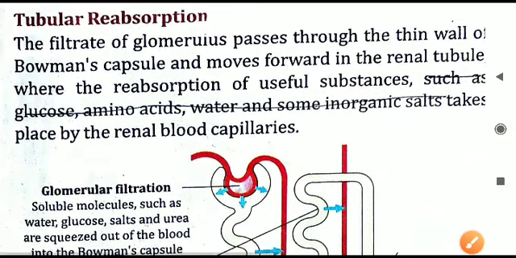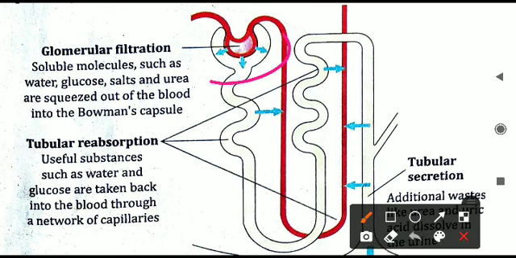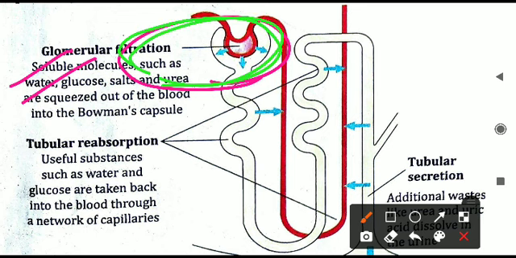After this, the second step. You observe this diagram. The first part, glomerular filtration, has happened in this part. I made a circle there in this diagram. This is the Bowman's capsule or the glomerulus, and only here this filtration is going on.